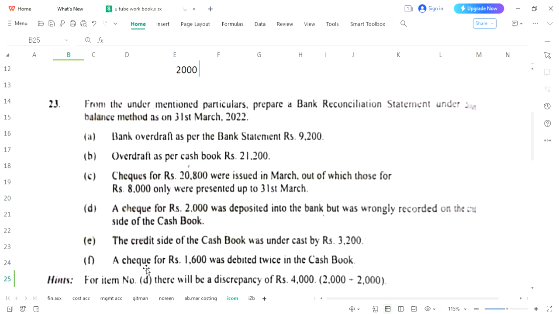Now the last entry: check of rupees 1600 was debited twice. That means 2 times you have debited, and you were supposed to debit only a single time. It means when you have debited 2 times, 1 time is extra and you have to cancel it. To cancel, we will go to the opposite side. Opposite side of debit is credit, where you will go into the cash book, as you can see. So we will credit once in the cash book 1600.